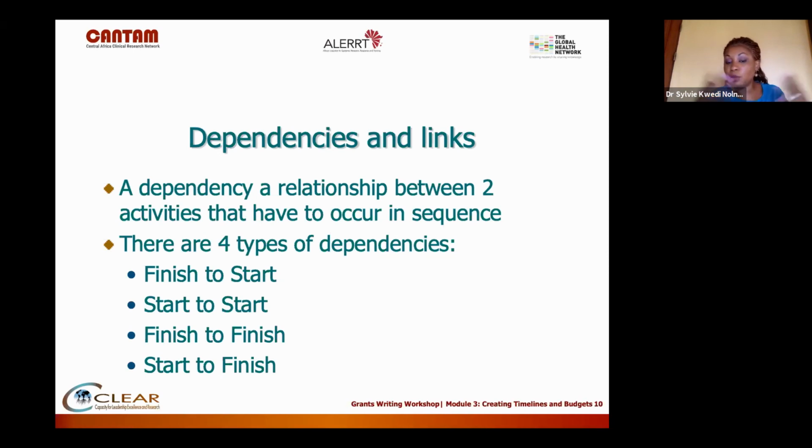These days, people are not even traveling, so everything is done online by email. So you might be expecting different collaborators to sign the contract. It doesn't matter when the signing process started, but everybody needs to be finished with the signing at the same time in order for the contract to be executed. That's a finish to finish relationship.